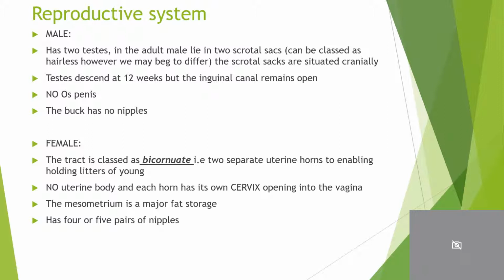They don't have a uterine body, and each horn has its own cervix opening into the vagina. The mesometrium is a major area of fat storage, so you will see, even if you haven't as of yet, when you see a rabbit being spayed, you'll probably be quite surprised at the amount of fat around that area and also the coloration of the fat. And as we've already said, their muscle, etc., is quite differently coloured to that of the cat and dog, so actually spaying a rabbit appears very different to spaying a cat or a dog. And they have 4 or 5 pairs of nipples.